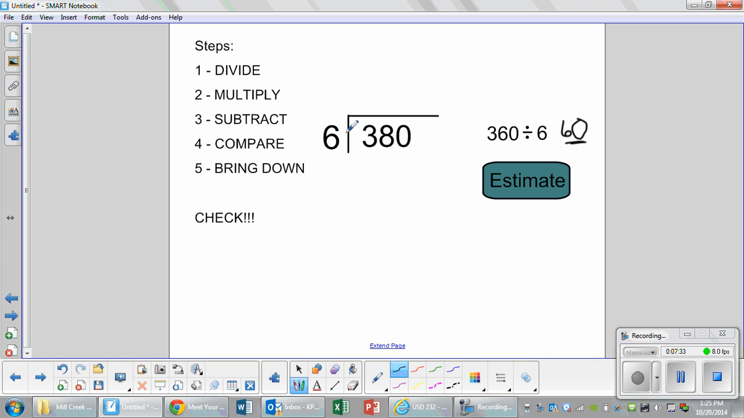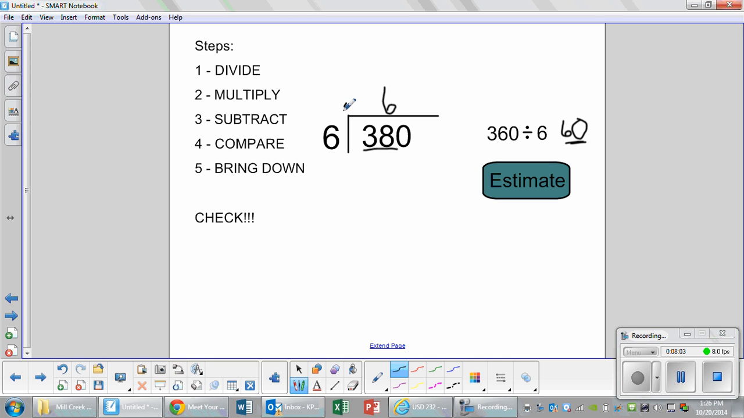My very first thing I'm going to be thinking is divide. I know that I cannot do 3 divided by 6 because 6, my divisor, is greater than 3. So on the last problem, I put a 0 up here. What this tells me is that my answer is actually going to start above the tens place. So I'm going to be asking myself, what is 38 divided by 6? And I know that 38 divided by 6 is about 6.